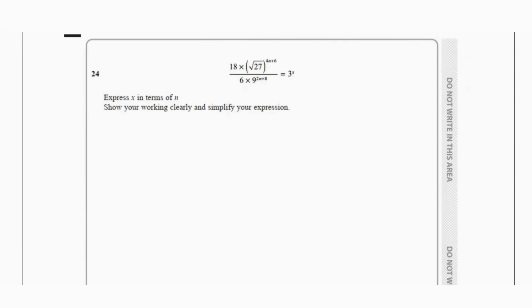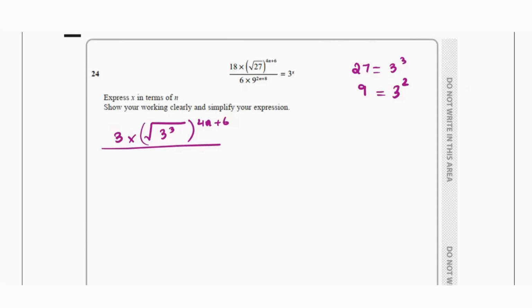So let's convert them into the same base, which is the base of 3. So what we can do is convert 27 into the base of 3. 27 is 3 cube and 9 is 3 square. And for 18 and 6, we can just divide 18 by 6, which gives us 3. 3 times root of 3 cube whole power 4n plus 6. So we can see that we have 3 different powers. And then we have 3 square whole power 2n plus 8 equals 3 to the power of x.